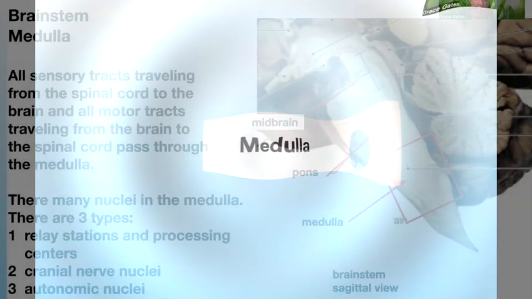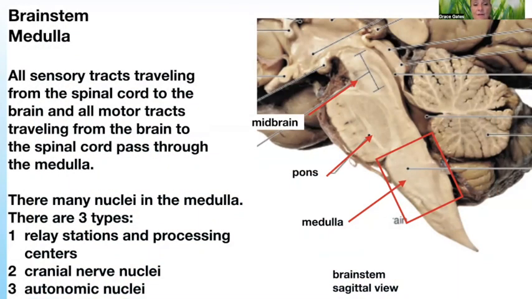Okay, so let's talk about the medulla. All of the sensory tracts that are traveling from the spinal cord to the brain and all of the motor tracts that are traveling from the brain to the spinal cord must pass through the medulla. There are many nuclei in the medulla, in addition to these bundles of axons that are passing up and passing down through the medulla. So the three types of nuclei in the medulla are relay stations and processing centers, cranial nerve nuclei, and autonomic nuclei.